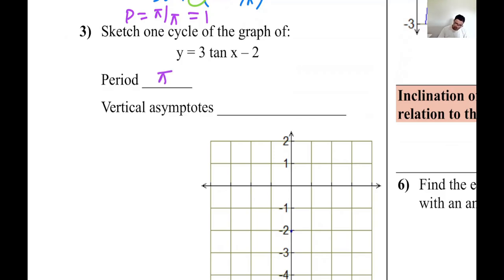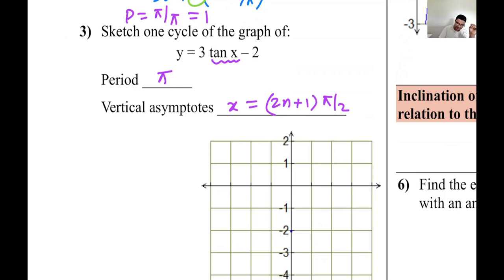Okay, the vertical asymptotes, where will you get them? Again, you did not change the value of x. Okay, no shifting, no horizontal stretching, so the period is the same. No horizontal shift, so the vertical asymptotes are the same again, which will be x equals odd multiples of pi over 2.